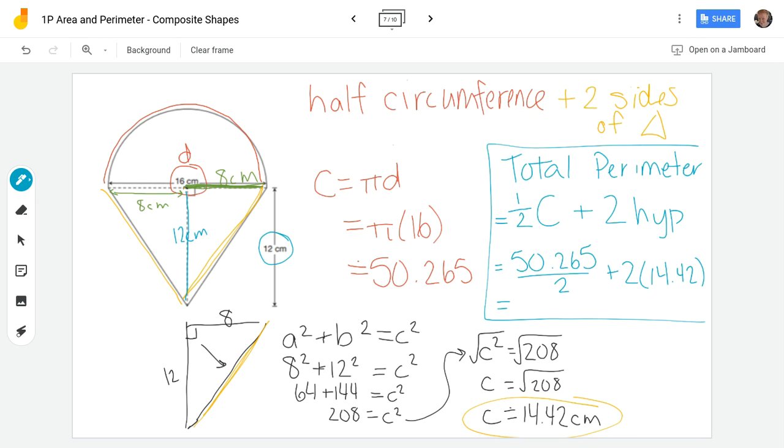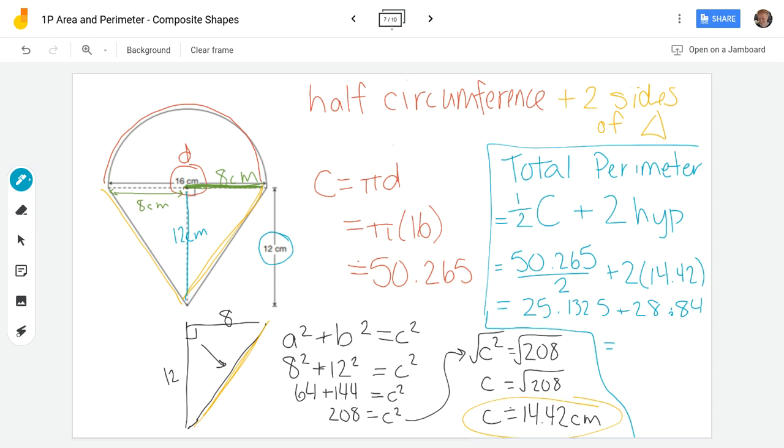So 50.265 divided by 2 will give me 25.1325. And 14.42 times 2 will give me 28.84. Now, ideally, you would do all of this in order in a row and not have to squish it in like I have to do over here.